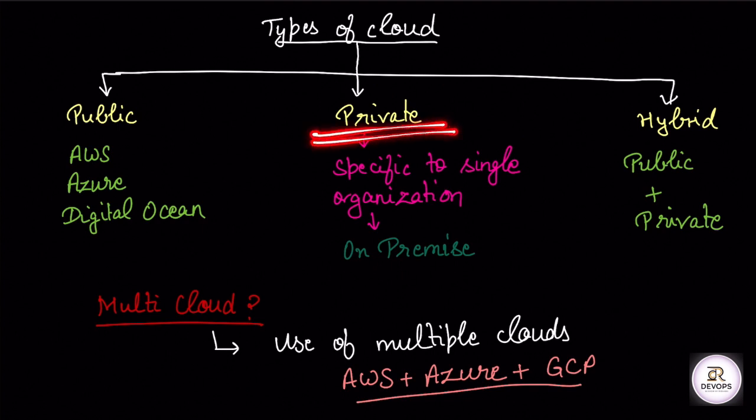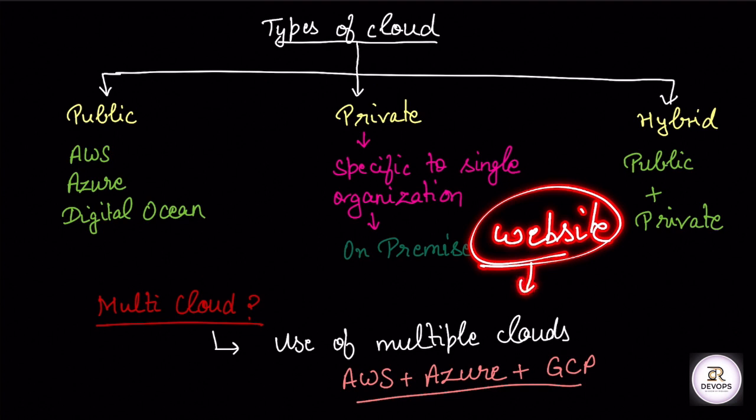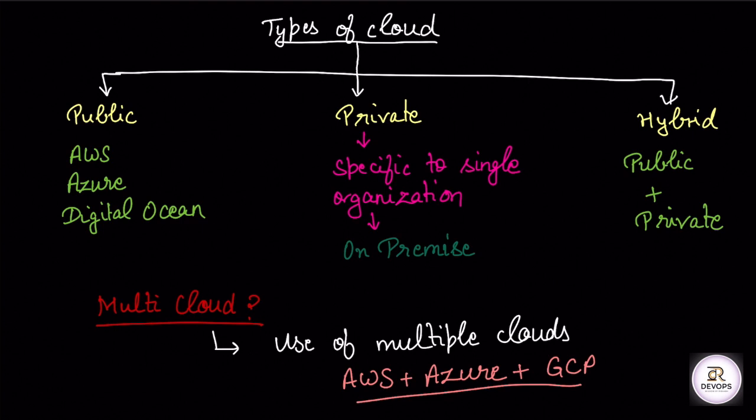Then comes private cloud. This private cloud belongs to a certain organization. For example, I am running one university. In that university, I have my own website. That website will be deployed somewhere on some private cloud, or I may have purchased one server for the university, so it can be used for different tasks. That time this will be considered as private cloud. Then hybrid is the combination of public cloud plus private cloud. It is the mix of both.